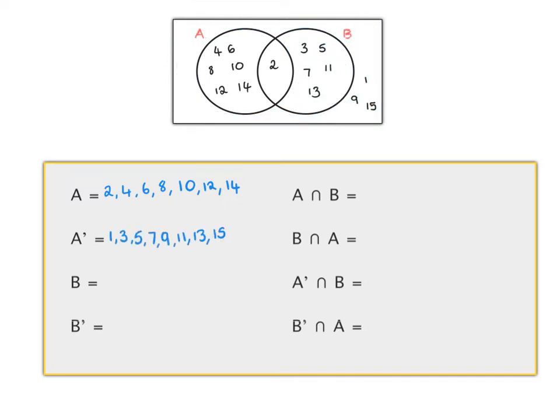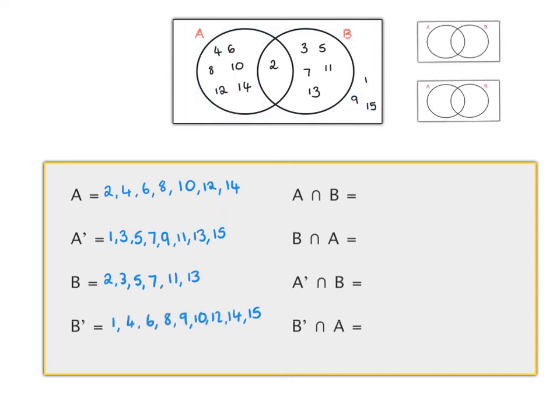Next I need B, so I'm going to shade in the circle B, which includes the centre. And then for B complement, I'm shading everything that's not B. Next we're looking at A intersection B. So this symbol here was intersection, so it means and, so A and B.